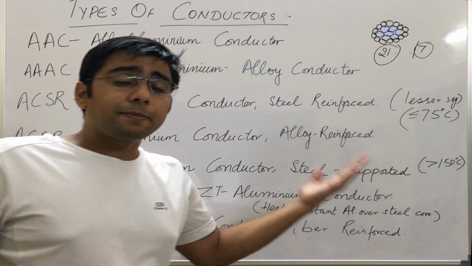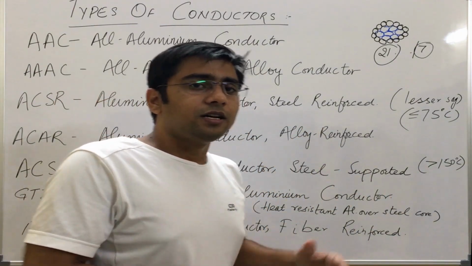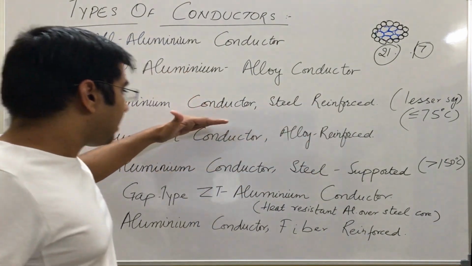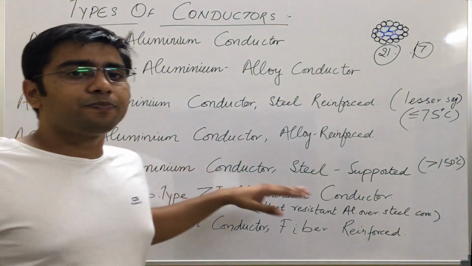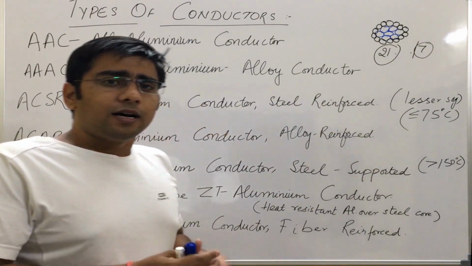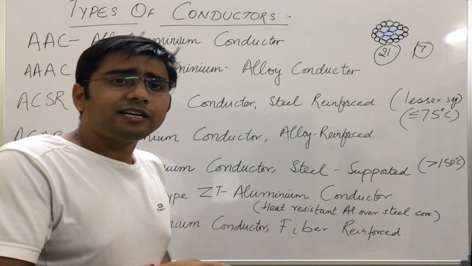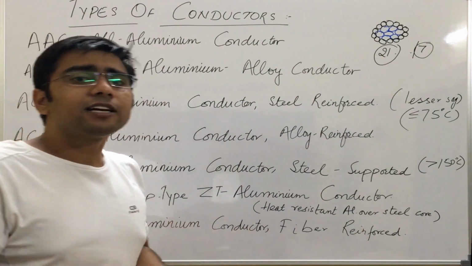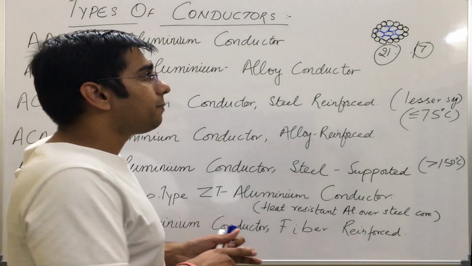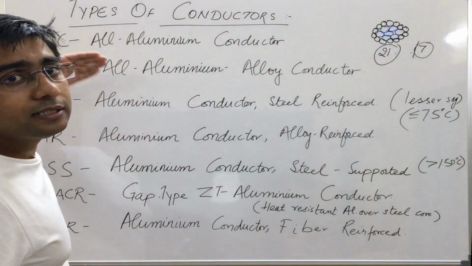Further, the thermal coefficient of expansion of steel is lesser, and in all, ACSR and ACSS both have lower thermal coefficient of expansion. That is, the expansion or contraction with temperature, the change in length of this conductor with temperature, is lower as compared to their earlier versions.